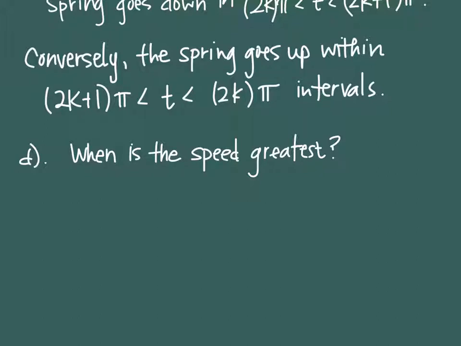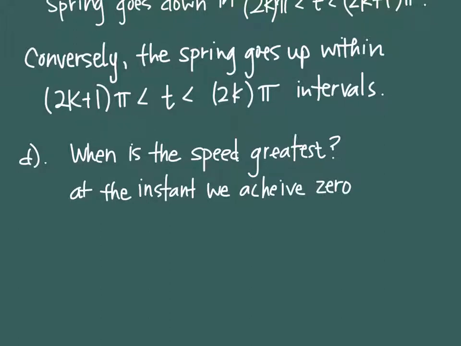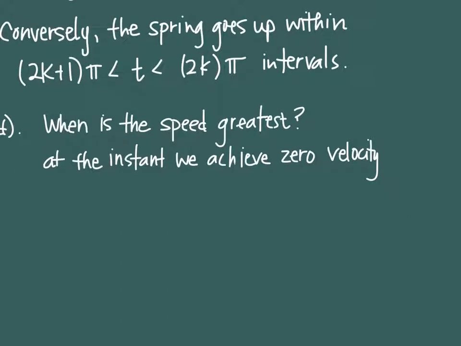And so you have to understand that from a physics standpoint. So speed is greatest at the instant we achieve 0 velocity. I think I just spelled achieve wrong. I before E except after C. Zero acceleration. Oh, right. I said the word acceleration and I wrote the word velocity.